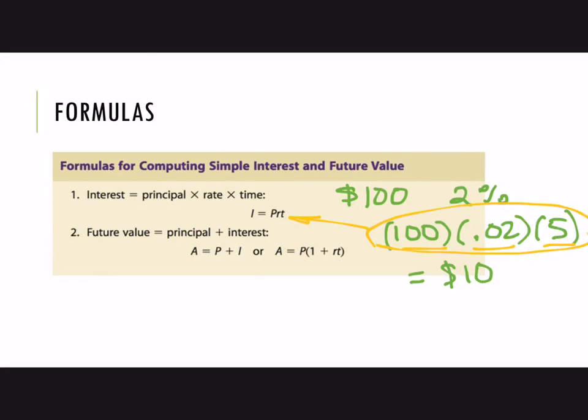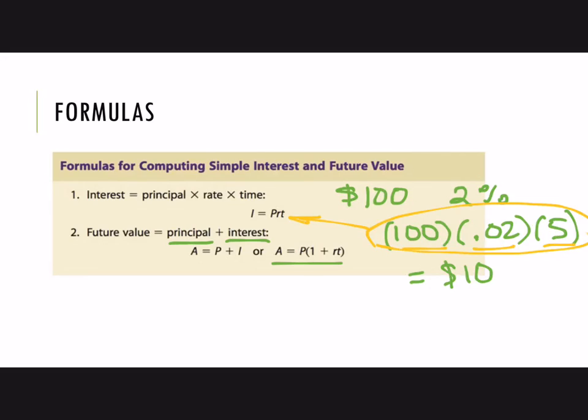Okay, the future value would be the amount that you owe back. So let's say that this is a 4-year student loan. Then the amount that you would owe back is whatever you borrowed plus whatever interest has accumulated during that time period. Okay. Now in variables, that's A equals P plus I.